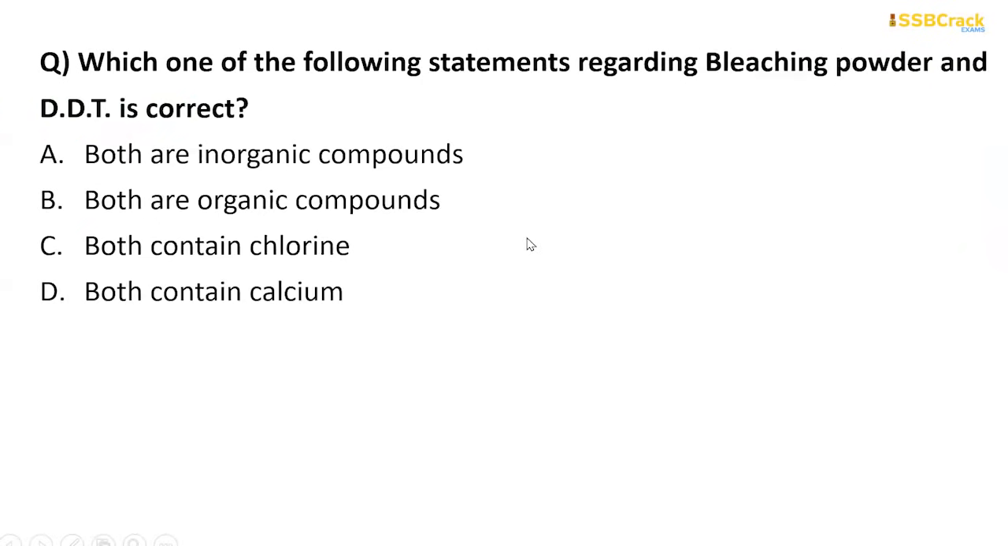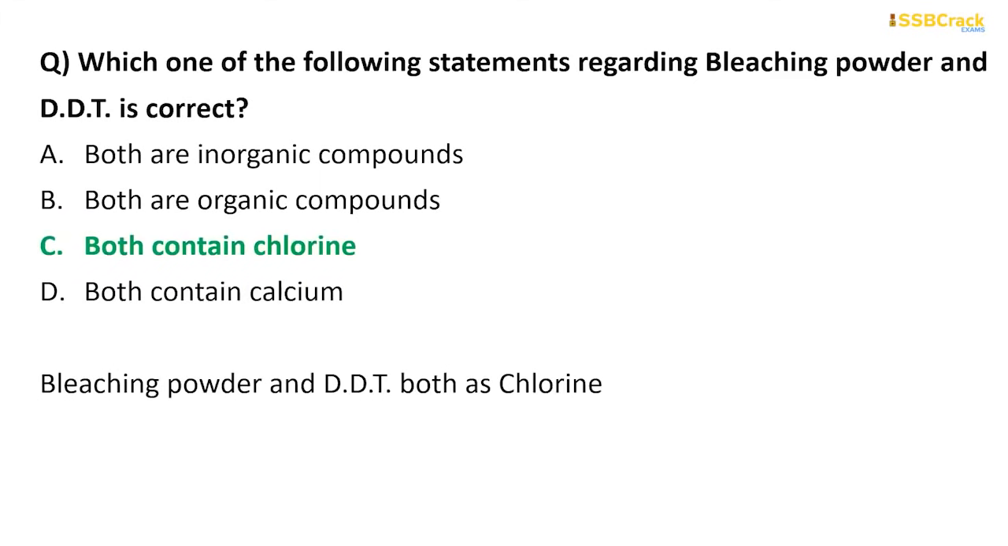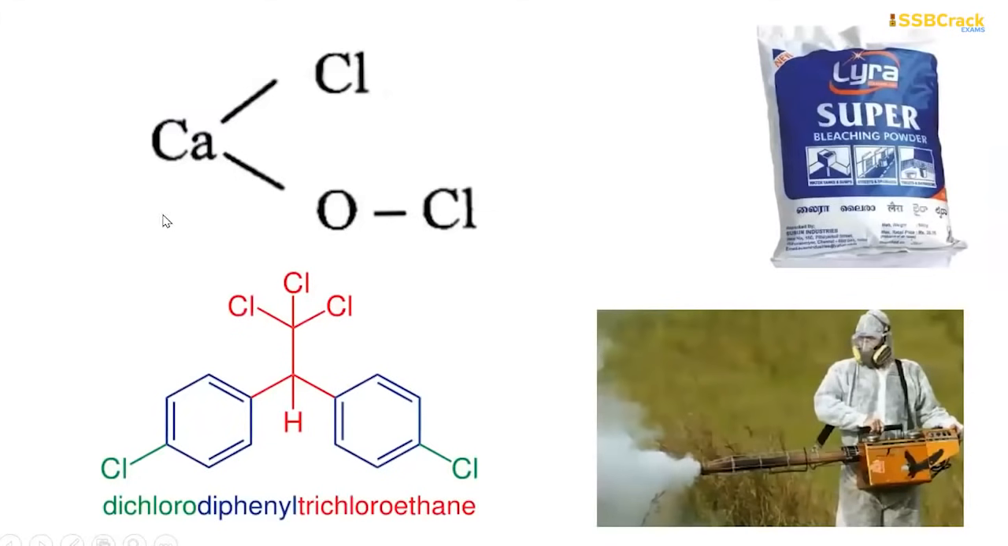Moving on to the next question, we have which one of the following statements regarding bleaching powder and DDT is correct? So out of all these statements, statement C, that is both contain chlorine, is the correct answer. Now let us look at their compositions here. Bleaching powder is nothing but calcium oxychloride, so you see chlorine here. And if you expand DDT, you have dichloro diphenyl trichloroethane. This is the full form of DDT. So here also you find chlorine. This is the only element which is common between the two as per the options given. So for us, the correct answer will be option C.